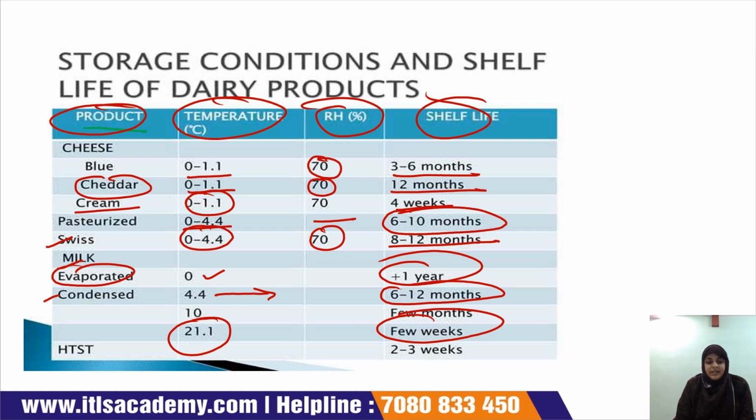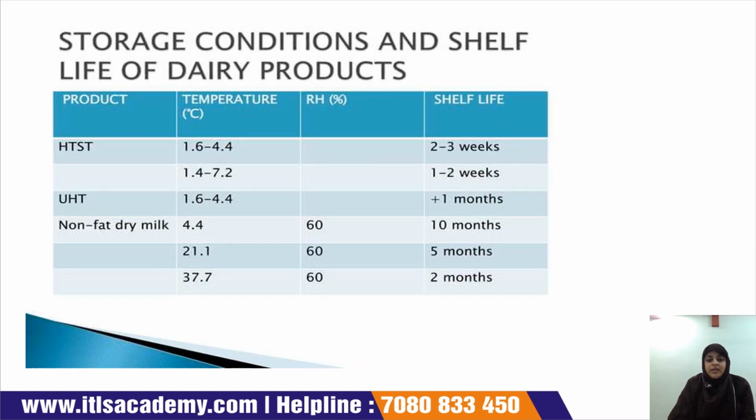If it is an HTST product, meaning high temperature short time, the temperature is 72 degrees Celsius and the time is 15 seconds. At that time, the shelf life is around 2 to 3 weeks. Now the next one is storage condition and shelf life of a dairy product. Again, if it is HTST, then the temperature range is around 1.6 to 4.4 degrees Celsius. Then the shelf life is around 2 to 3 weeks.